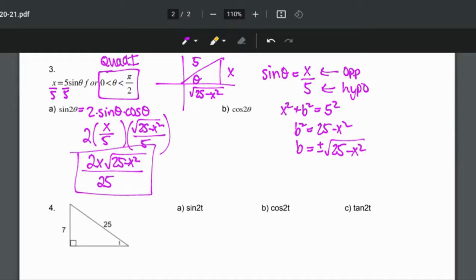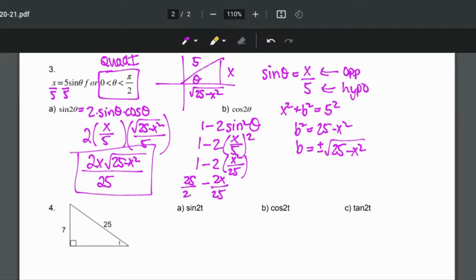For cosine of 2 theta, I think the easiest one would be 1 minus 2 sine squared theta, since we were provided with sine. We know sine is x over 5, and we just need to square that. So square first before you multiply, and you get x squared over 25. And then I'm going to multiply, and we get 2x squared over 25. So I'm going to change this 1 to be 25 over 25. So now I have common denominators.